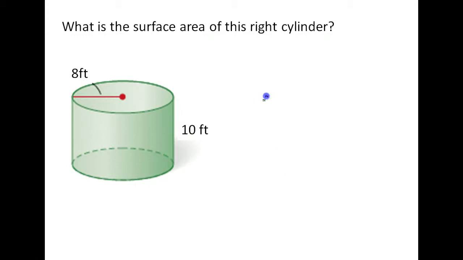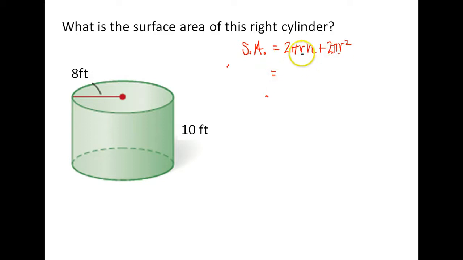What is the surface area of this right cylinder? Well, let's find it. Let's write down our formula. Our formula is 2 times pi times radius times the height. Again, that is the circumference of the circle times the height of the cylinder. Plus 2 times pi times radius squared. The area of the base times 2, because there's 2 of them.